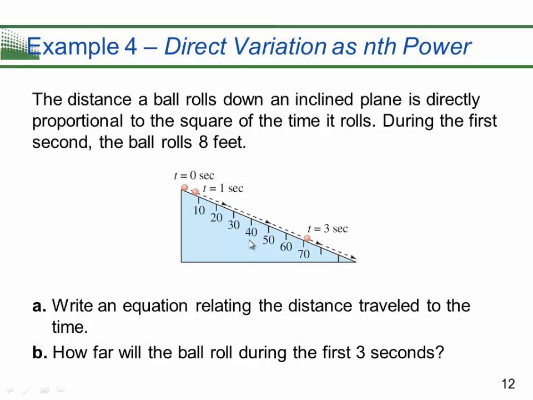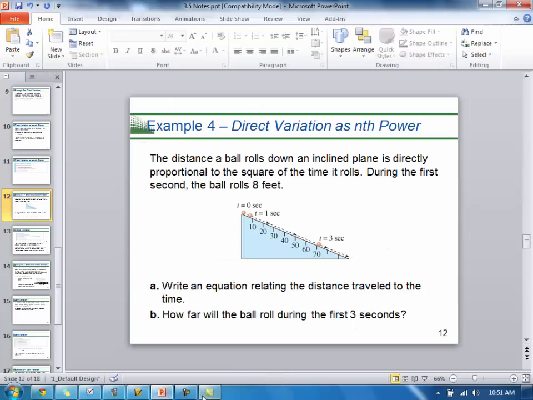All right, here's an example. The distance a ball rolls down the plane is directly proportional to the square of the time it rolls. Okay, and it tells us at 1 point, it says during the first second the ball rolls 8 feet. All right, we can write an equation, and we can determine how far the ball will roll after the first 3 seconds. So why don't you guys go ahead and try this one real quick? Maybe pause it.